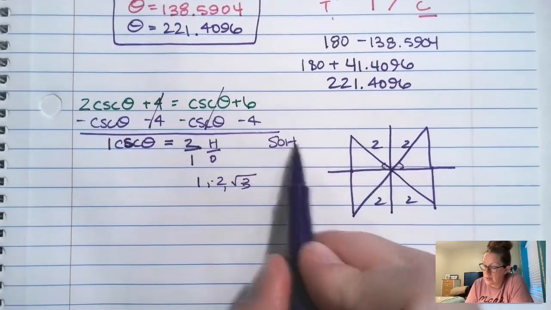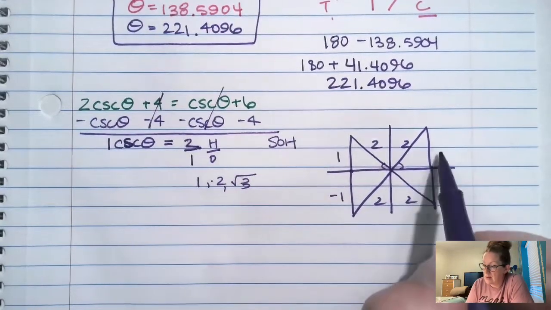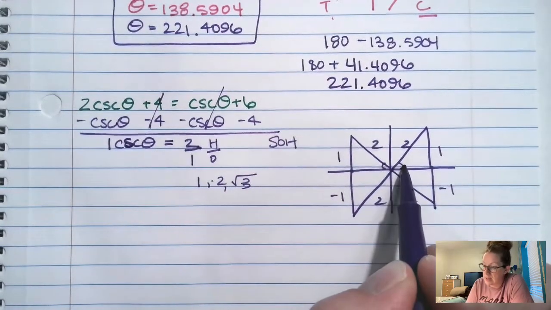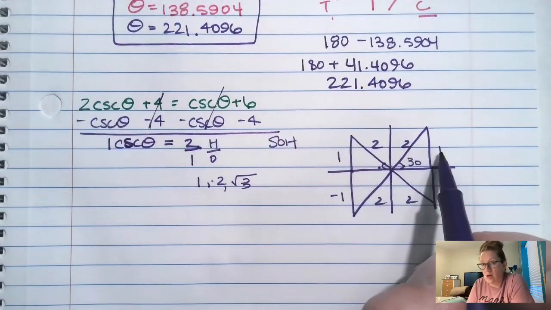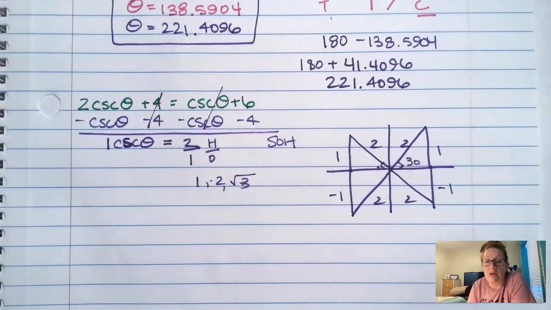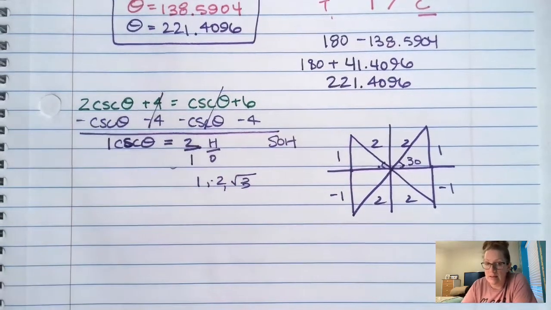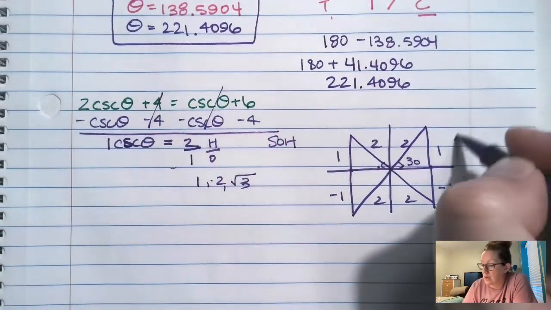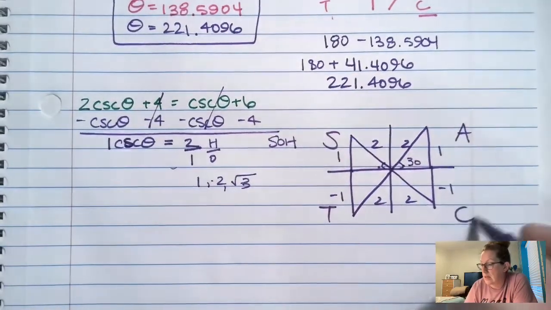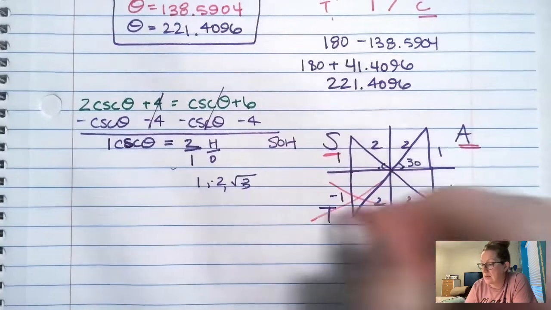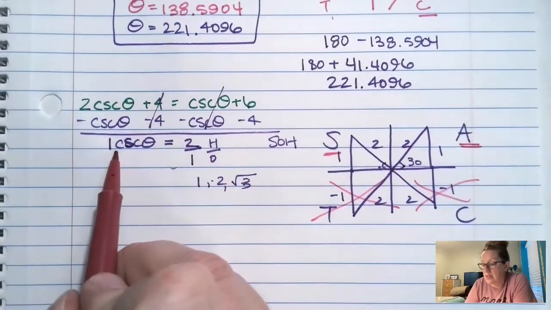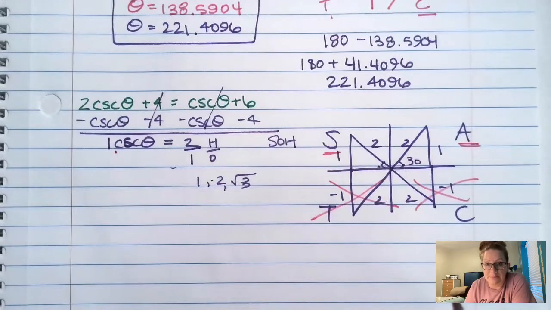And then my opposite, so all of these guys are my 1s. So that means that this angle is 30 degrees. Because opposite of 1 is 30 degrees on that 30, 60, 90 triangle. Okay, so I am talking about a sine ratio, and I am talking about a positive ratio. So we're going to go all students take calc. I want this one and this one. So this is out, this is out. Cosecant is the opposite of sine, so we follow the sine ratio over here.